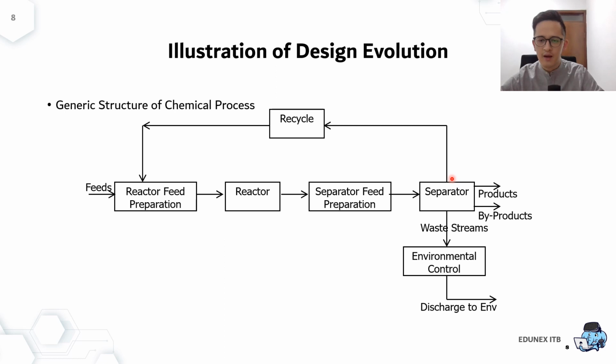And then if you have some light unreacted feed, you will have to recycle it in order to make your process and your feed stream more economic. Then you get your final products, and maybe there will be some waste streams which will be sent, for example, to a wastewater treatment before being discharged to the environment. So this is the generic structure. In general, most of the plants can be designed in such a sequence. Of course, there will be some special arrangements for some specific applications.